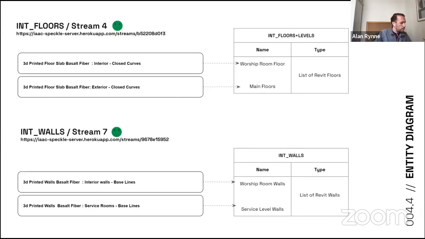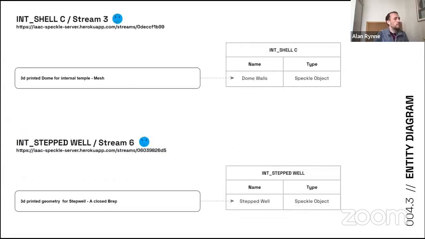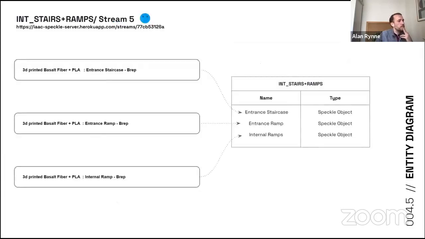The interior levels and floor outlines are set up in Rhino Grasshopper and then streamed as Revit floors. And the interior wall outlines are streamed as Revit walls. So these are split up into 2 different streams. Keeping the wall streams and the floors as a reference, another collaborator worked on the inner temple dorm walls and the step well, and these are generated in Rhino and then streamed as Speckle objects. Also, the ramps and the circulations inside are created in Rhino, and these are streamed together as a group of Speckle objects.